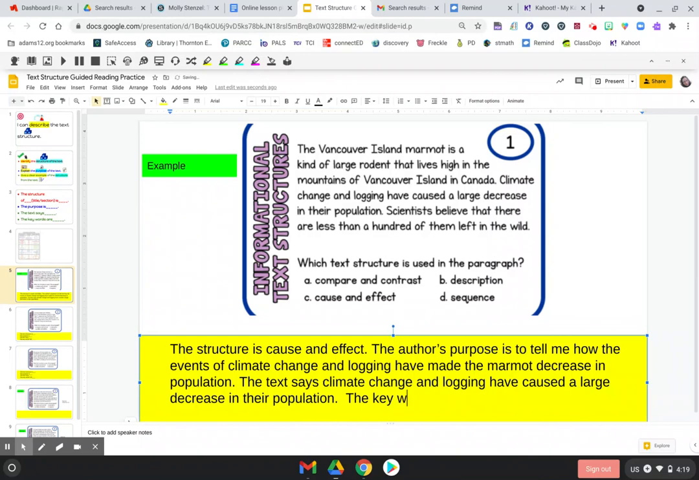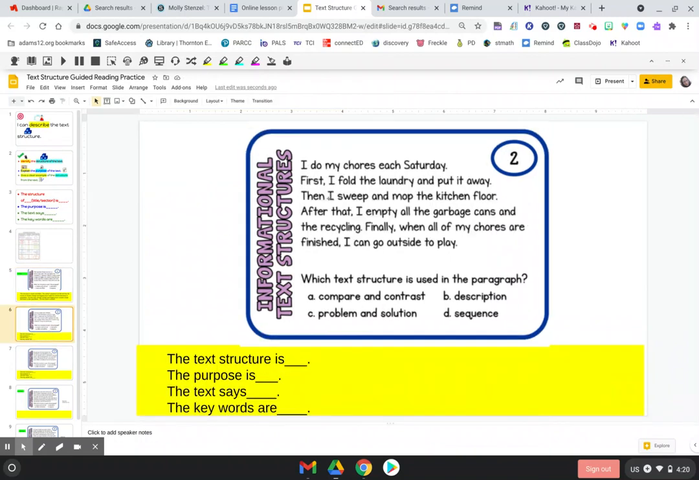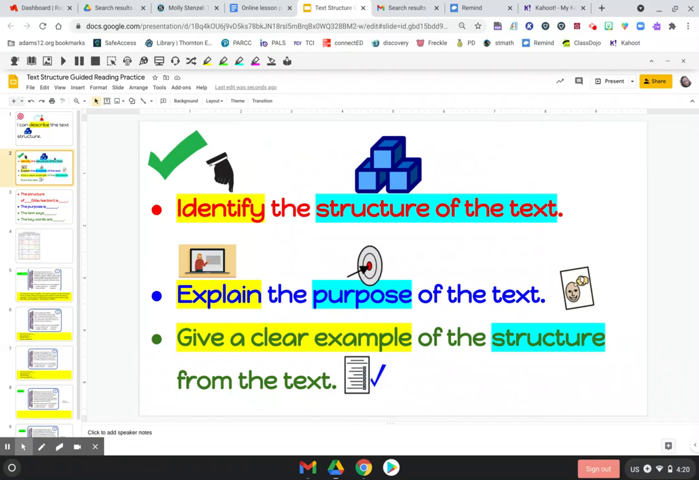The keyword is caused. So now it's going to be your turn to work with a partner. You're going to read the second text with your partner, and you're going to identify the structure of the text, explain the purpose of the text, give a clear example of the structure from the text.